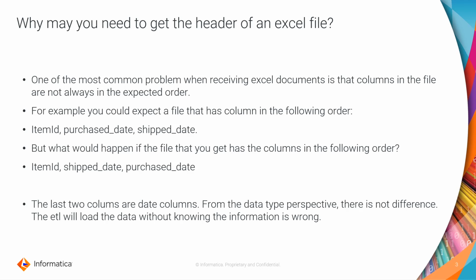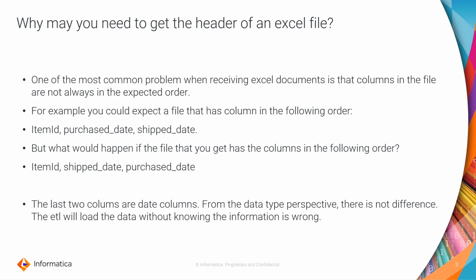So for example, let's say that you have a file, and this file has the item ID column, purchase date column, and ship date column. The purchase date and the ship date both have the data type date. Well, just imagine if the file that you receive has those columns in the inverse order. So you have the ship date first and then the purchase date.